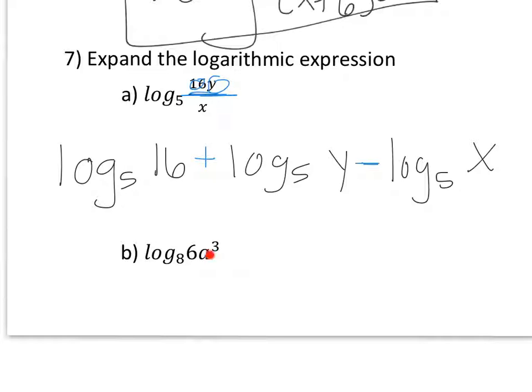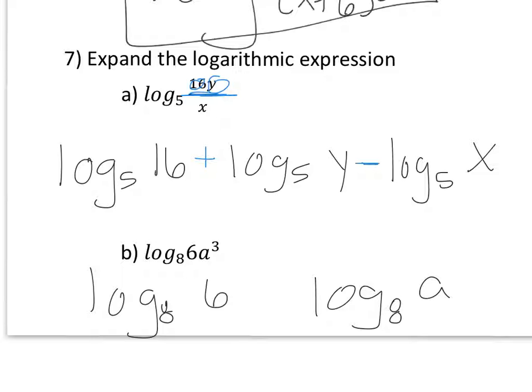Again, I have 2 different things. I'm going to write out log base 8 two times. I have a 6, and I have log base 8, I have an a. This 3 should come out in front. I don't have an exponent here, so nothing's there. These are multiplying, so I'm going to be adding those together. So those would be my 2 answers for that one.